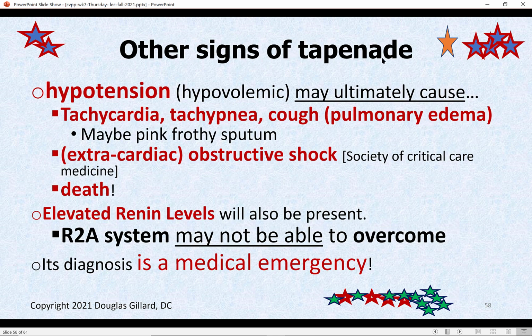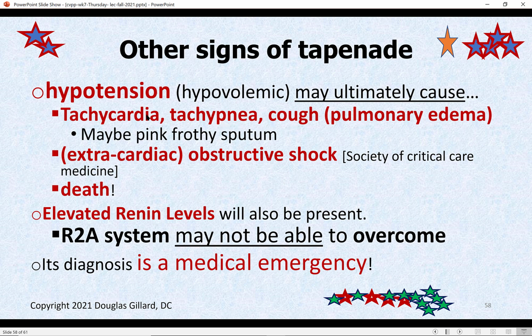Let's see. Other signs of tamponade: hypotension. We said that already, right? But the hypotension may cause other signs of cardiac tamponade. If you have low blood pressure, the body's not going to get enough oxygen. So the heart is going to sense that, and the mechanisms that control the heart rate will sense that, and it'll cause your heart to speed up. That's called tachycardia, over 100 beats per minute. If your heart speeds up, your breathing rate is going to speed up, so you get tachypnea.